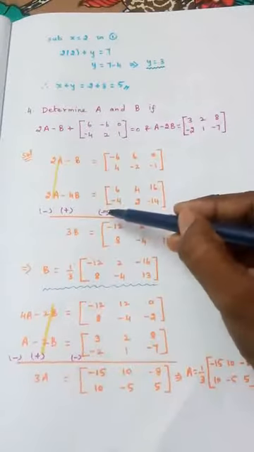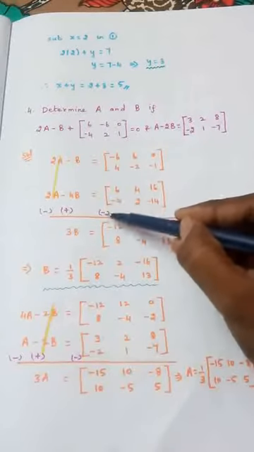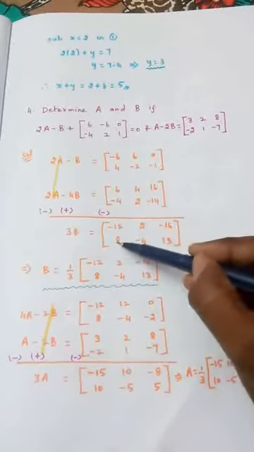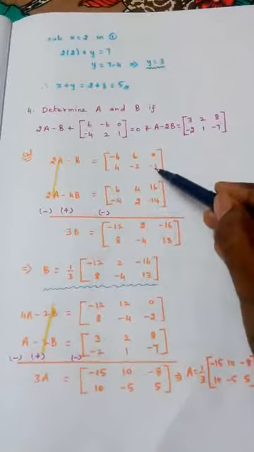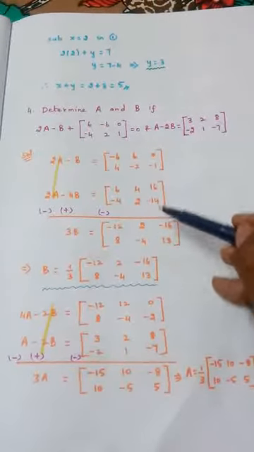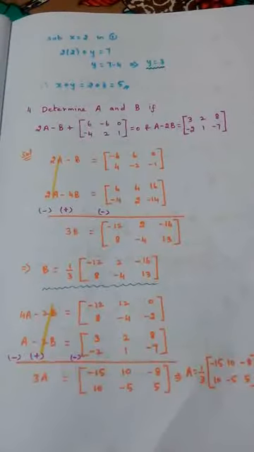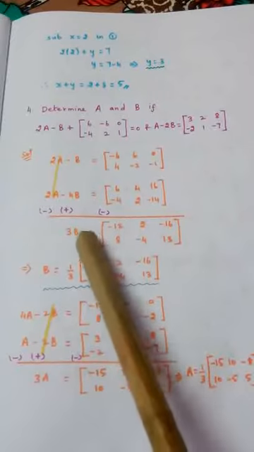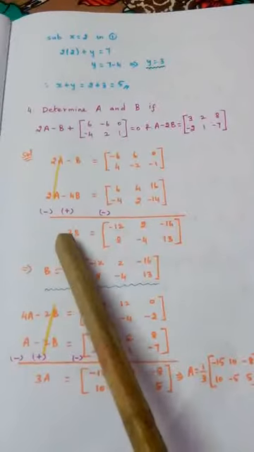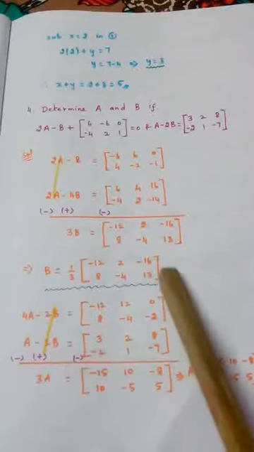4 minus of minus, plus. So 4, these two minus will become plus. 4 plus 4 is 8. Minus 2, minus 2, minus 4. Minus 1 plus 14, 13. Hope you will understand what I am trying to say. So we get 3B is equal to this matrix. So easily we can find the matrix B by taking the number to the other side. 1 by 3 of this is the answer for matrix B.